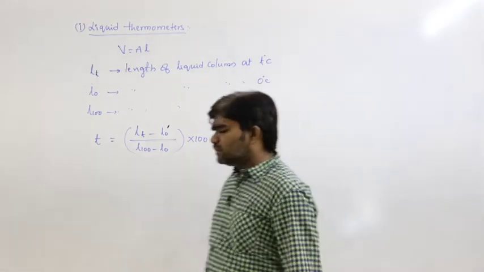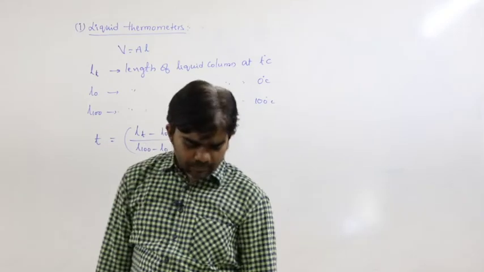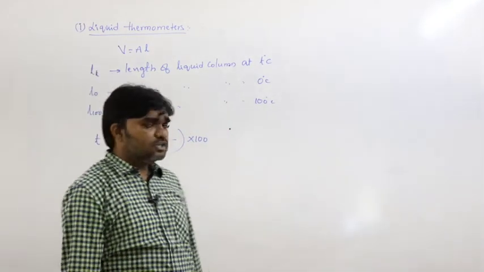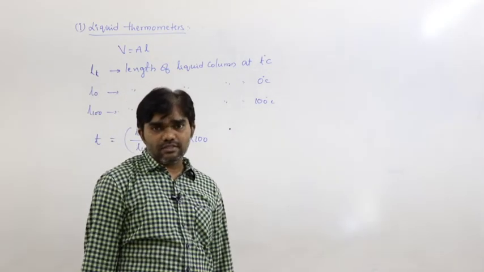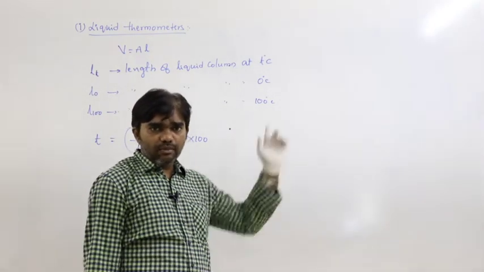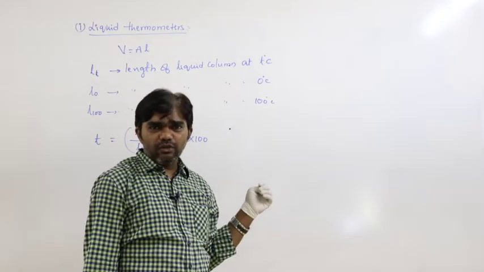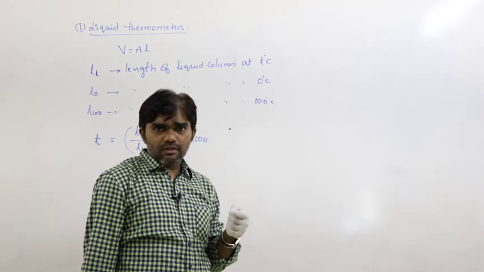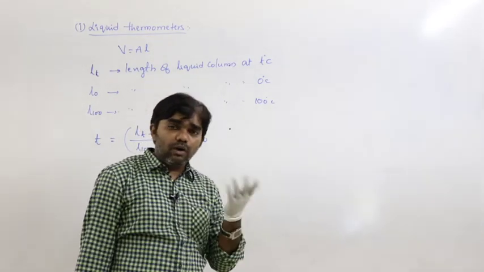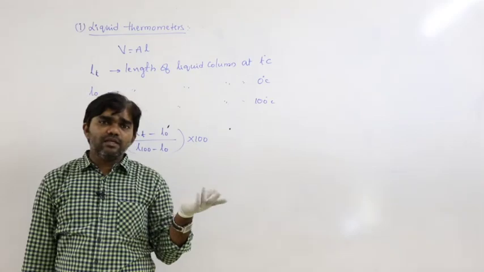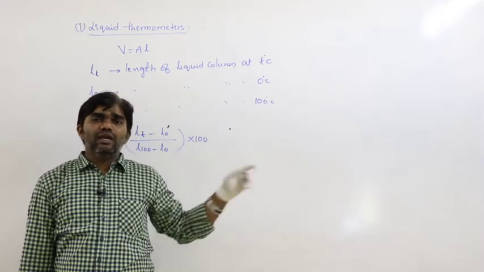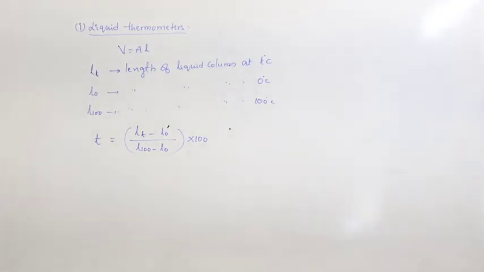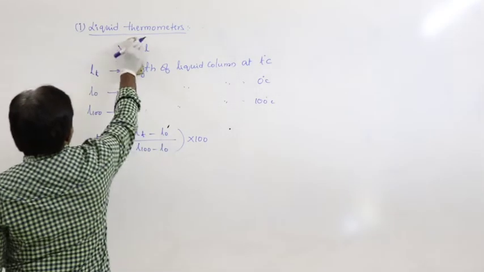By using these liquid thermometers, we can calculate the temperature range from approximately minus 500 to 1100 degrees Celsius. That means different liquids we can use as the liquid in the thermometer. By using those, up to what temperature region can we calculate? Minus 500 to 1100 degrees Celsius. That is about liquid thermometers. Next, gas thermometers.